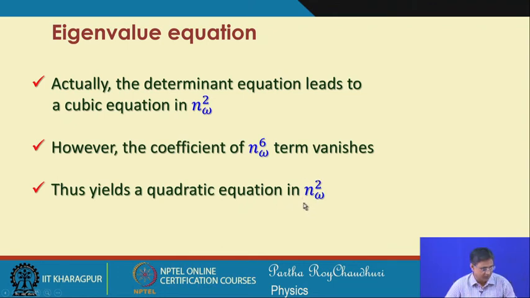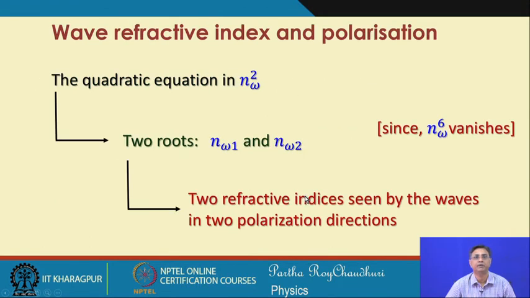resulting in a quadratic equation in n omega square. So, that means we will have a quadratic equation which will involve only n omega square, that is, there will be two values of n omega for this equation. So, there will be two roots, each of the roots will be called n omega 1 and n omega 2. These are the two wave refractive indices, as seen by the waves along a given, particular direction of propagation of the electromagnetic waves.